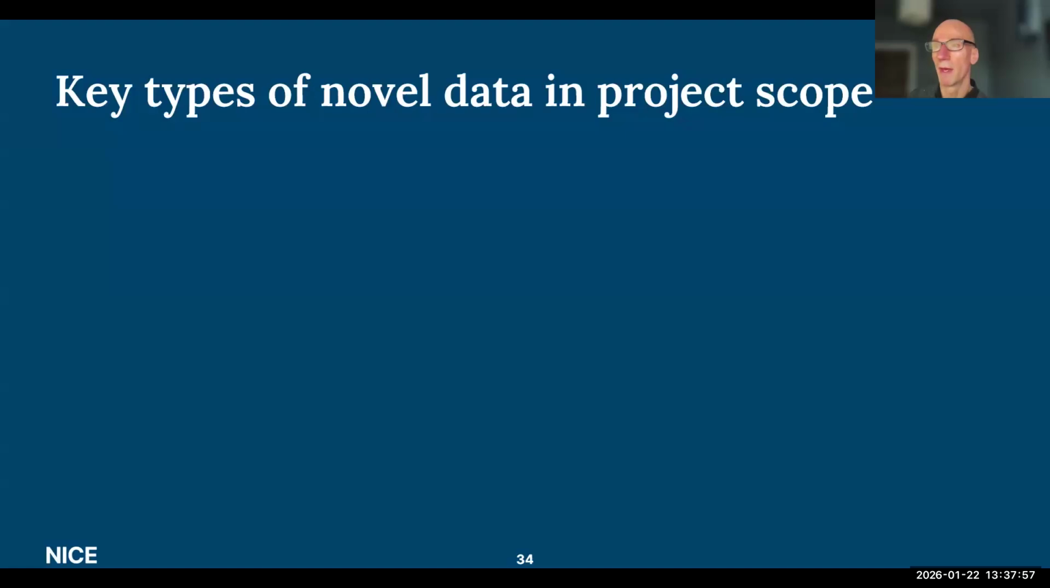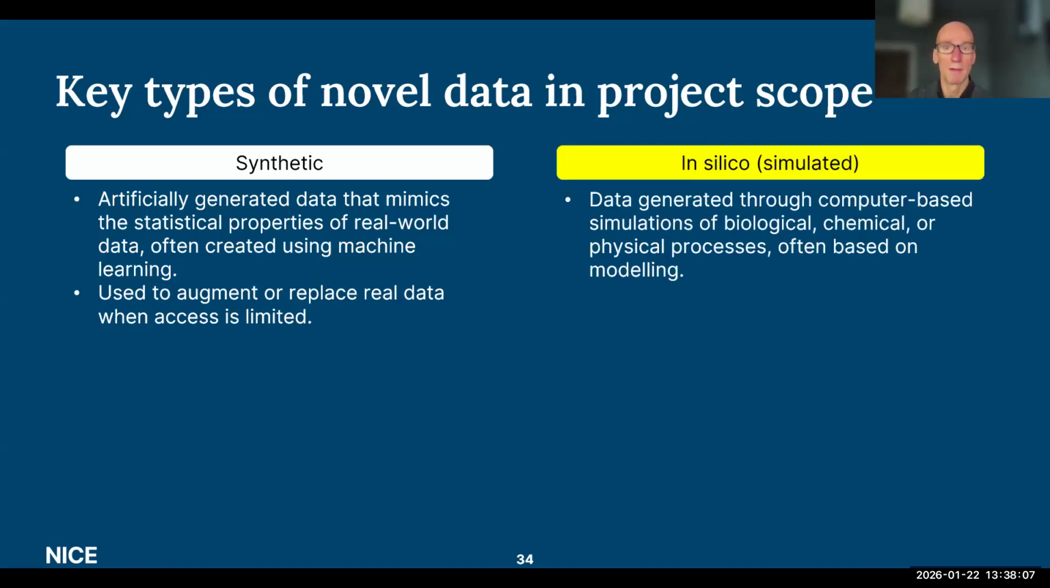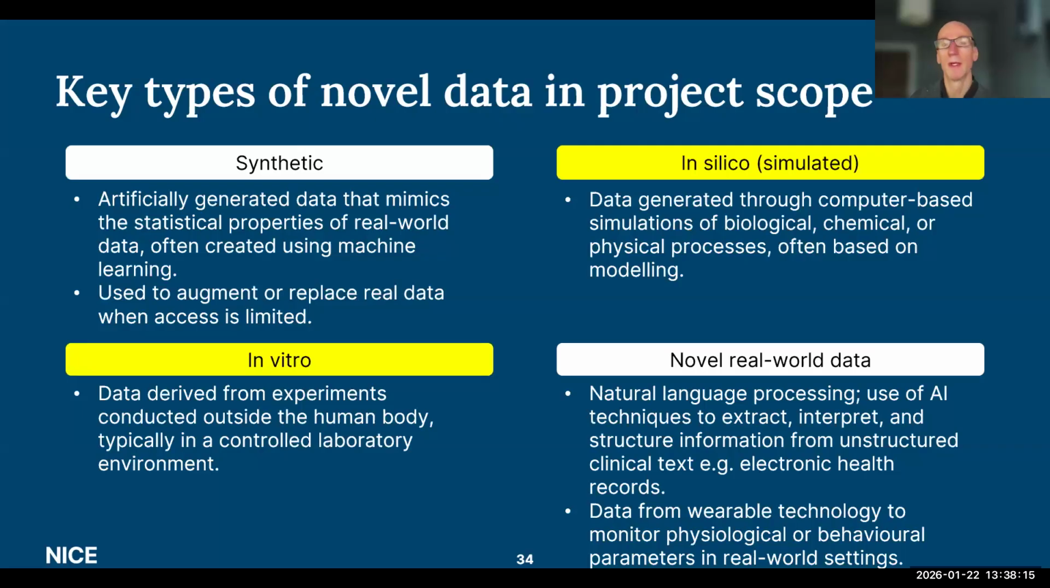And there are various key data types within the project scope. So there's synthetic data, then there's in silico, in vitro, and then novel real world. So let's go back a slide. So novel real world data, which covers both natural language processing of unstructured data and also data from wearable technology. But for the rest of this session, we're going to focus on in vitro data and in silico as the key forms of preclinical and in silico trials.